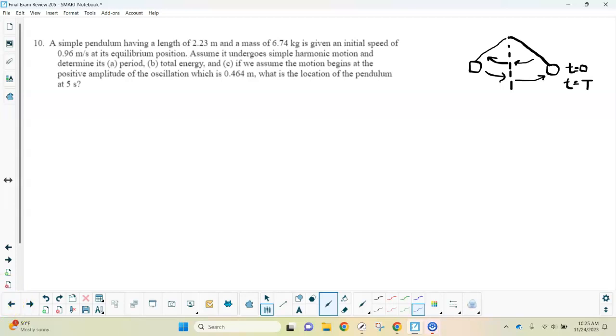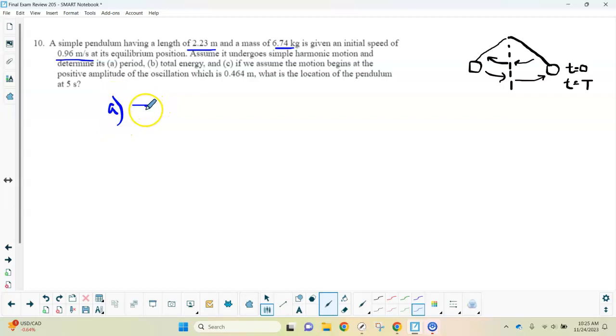Number 10 is a simple pendulum problem. So again, you've got a pendulum, a mass swinging back and forth on a rope. It tells you the length of the pendulum. It tells you the mass. It says it's given an initial speed of 0.96 meters per second at its equilibrium. So they started off by pushing it, and that was its speed. So part A wants to know the period.